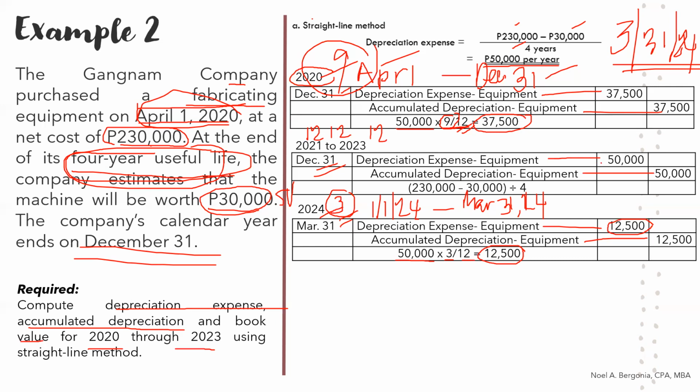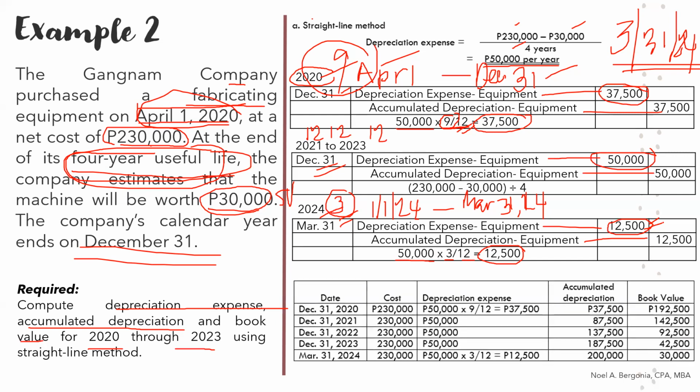So sa 2020, it will be 37,500. 2021, 22, and 23 is 50,000 every year. And kung 24 related to the fabricating equipment, it's 12,500. Okay? And lastly, no, with regards to the book value, so let me show you the presentation of book value. So again, the formula is yung cost less accumulated depreciation. Pinakita ko lang dito sa gitna yung depreciation expense, which is related doon sa naging entries po natin kanina.